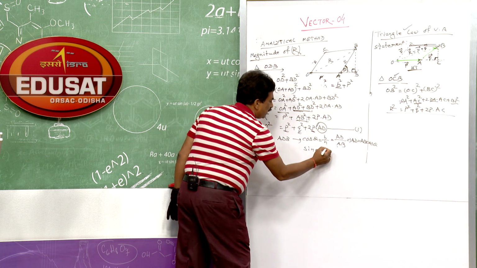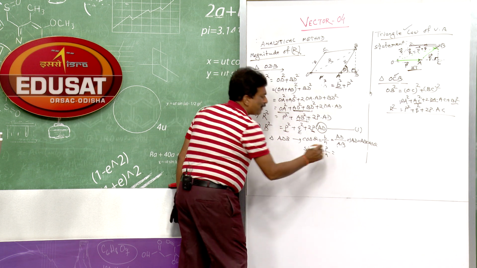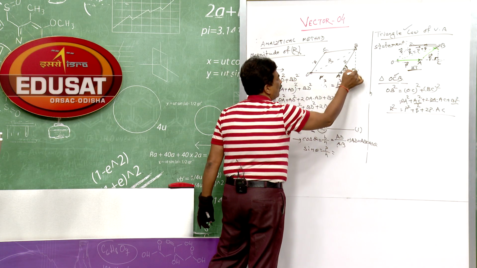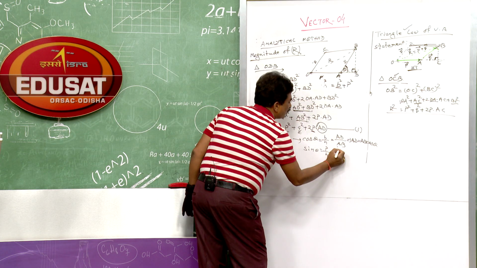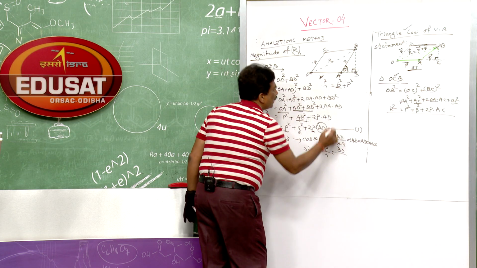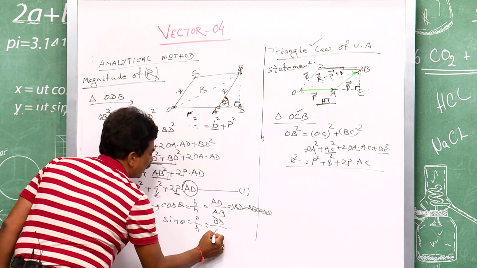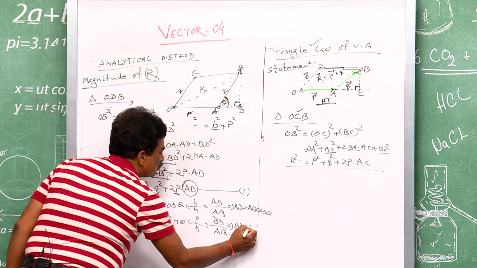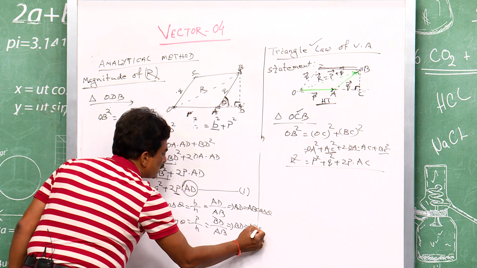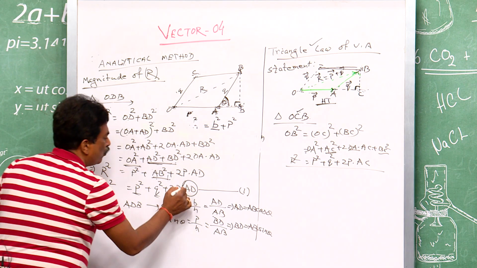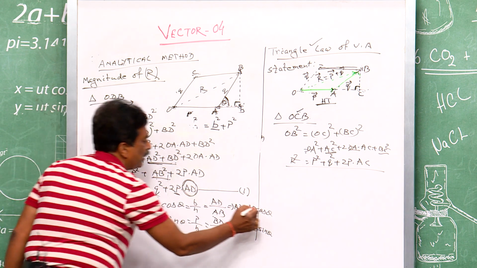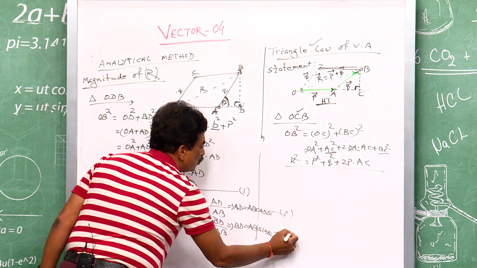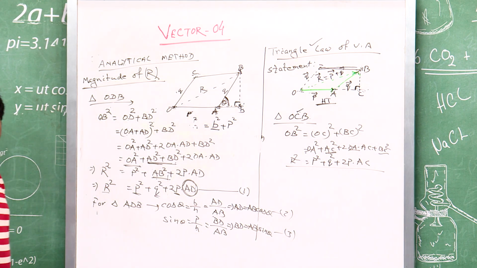For sin theta, that is equal to P by H. P means the perpendicular. You see, perpendicular is BD by H. H means the hypotenuse, that is AB. This implies BD is equal to AB sin theta. So we are interested in knowing AD. Let us take this as equation 2, and this as equation 3.